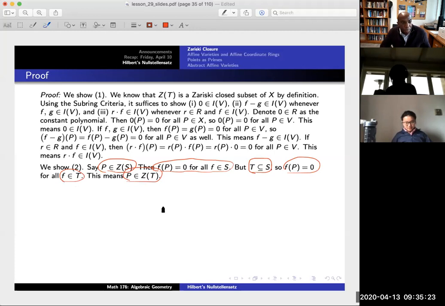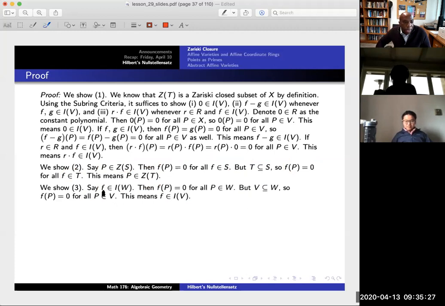Right? Statement 3 is almost exactly the same proof. Let's say you pick a polynomial in I of W. Then that means it has to vanish for everything in W, but V is contained in W, so it has to vanish for everything in V, right? If it's true for the larger set, it's definitely true for the smaller set. So then this means that f has to be in I of V. Right? It's almost exactly the same proof.